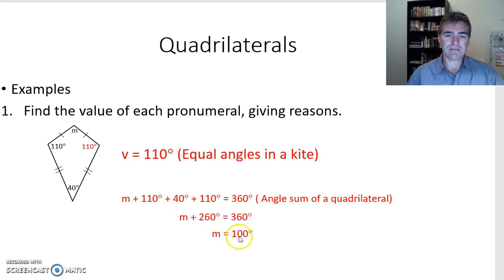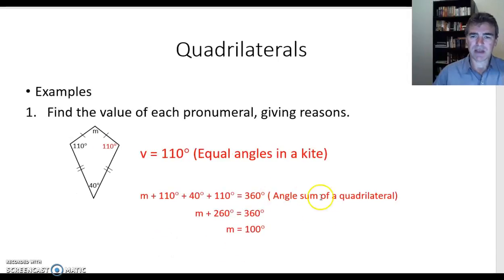Now let's add those up. They're 260 degrees. Subtract 260 from both sides, and I find that that missing angle up there is 110 degrees. So I almost made a mistake there. I almost forgot my reason. So that way I'm showing my understanding of why I came up with that particular working to get that answer.